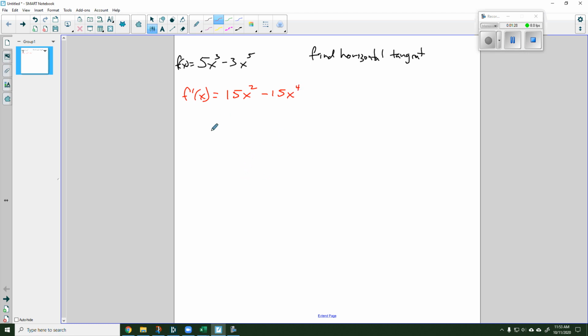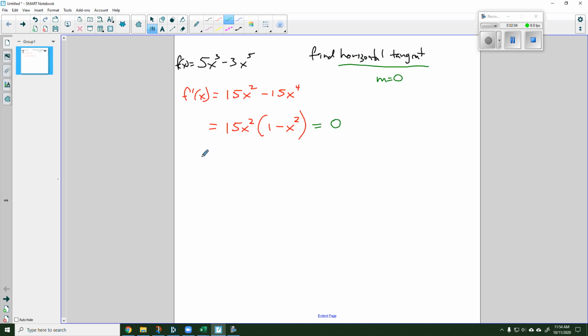Okay, that's pretty good. So I'm going to simplify that. I can take out a 15x squared from this. So 15x squared times (1 minus x squared). And if I'm trying to find the horizontal tangent, I know that a horizontal tangent has a slope of 0. So I'm going to set the derivative, which is the same as the slope of the tangent, equal to 0.